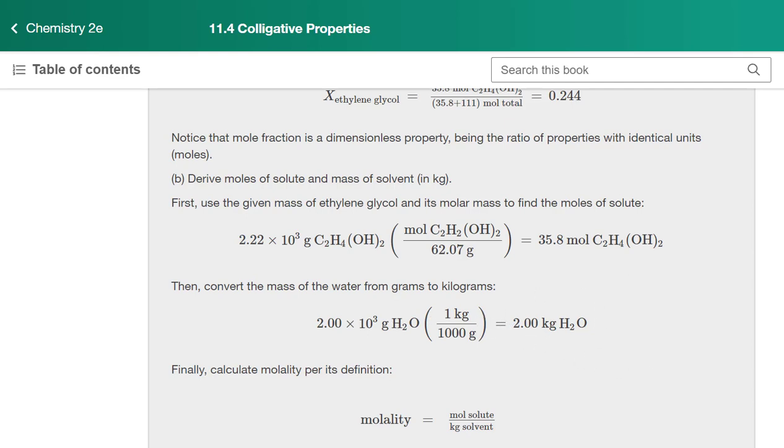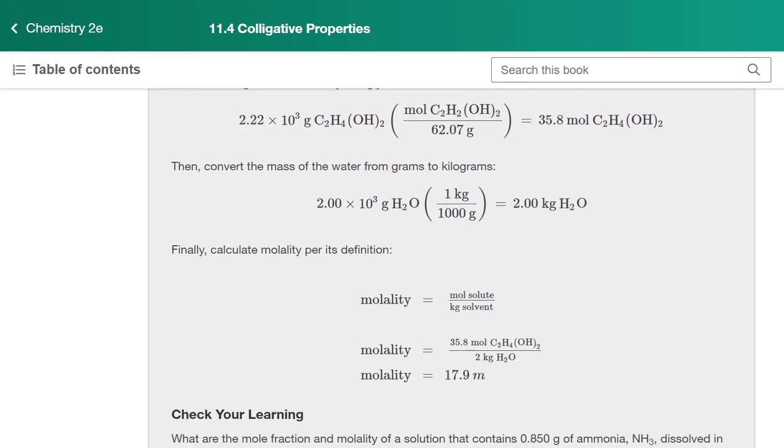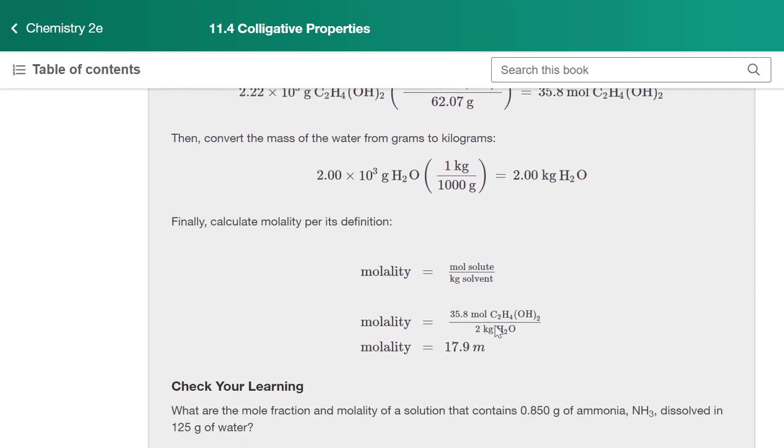So then for the molality, we would take moles divided by mass, and we get a molality of 17.9 molal solution. So that's a really high concentration.